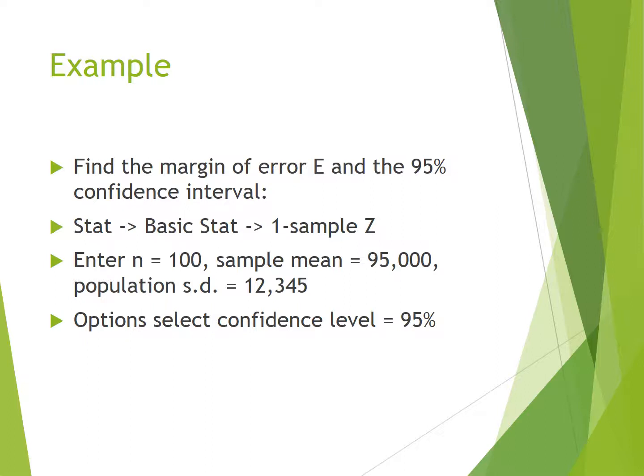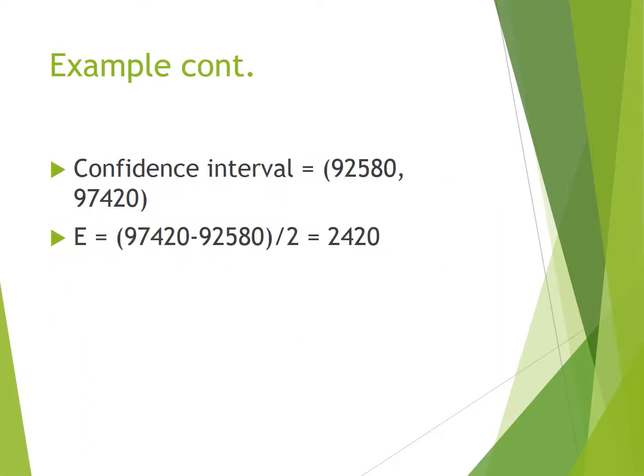Okay, so let's find the margin of error in the 95% confidence interval for the following example. So we go to Stat, Basic Stat, 1-Sample Z. N is 100, sample mean is 95,000, population standard deviation is 12,345. We go to Options and select 95%. And we should get 92,580 to 97,420.